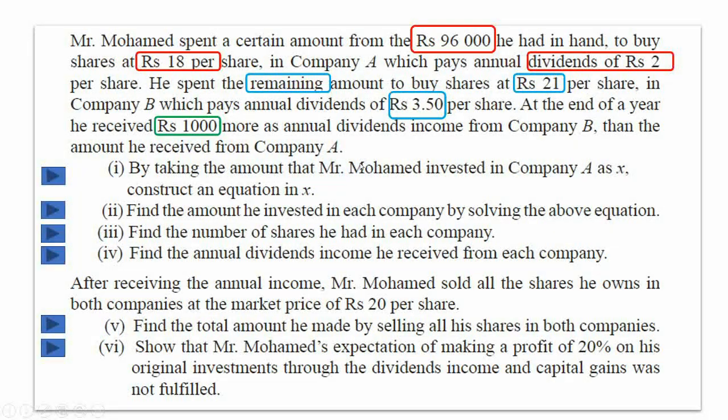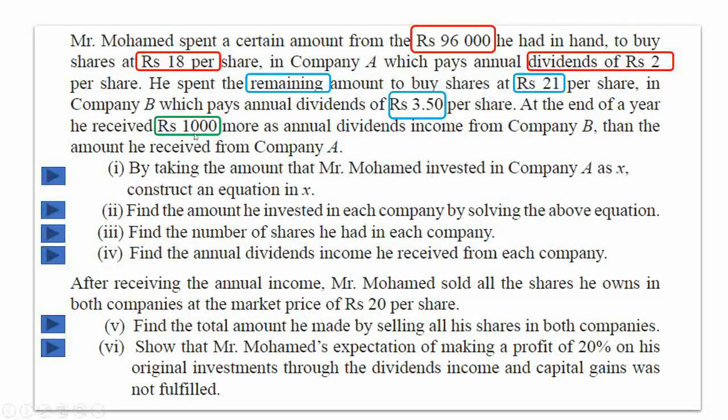I will tell it briefly. Company A pays 18 per share and the dividend is 2 rupees per share. Company B pays 21 per share. The dividend income is 3.50, that means 3 rupees 50 cents.